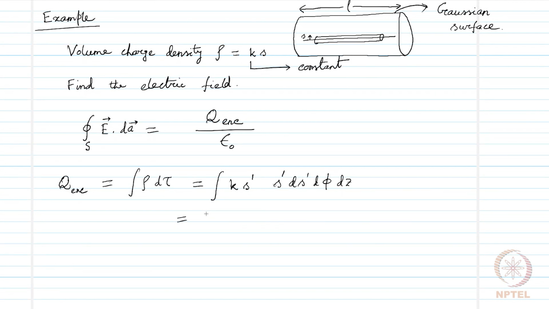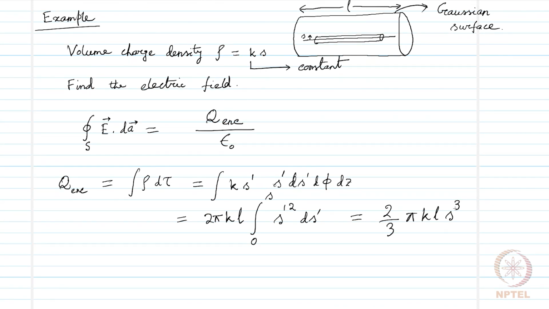Because of cylindrical symmetry we can take 2 pi outside, k is a constant, we can take it outside, and the integration over z gives us L, which we can take outside. We are left with the integration from 0 to S of S prime squared dS prime. Performing this integral, we find the value to be 2 over 3 pi k L S cubed. This is the value of the charge enclosed, provided the radius of the smaller charge carrying cylinder inside is S.